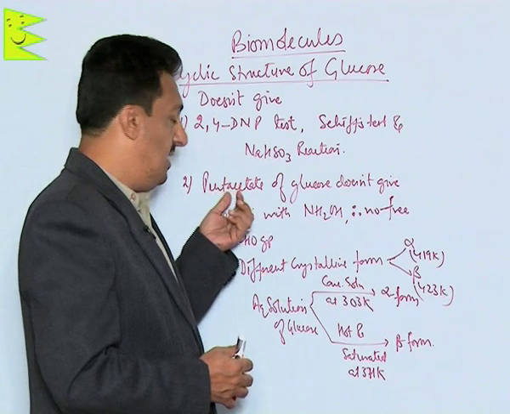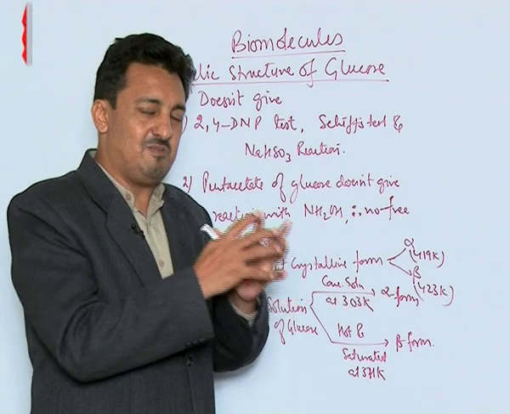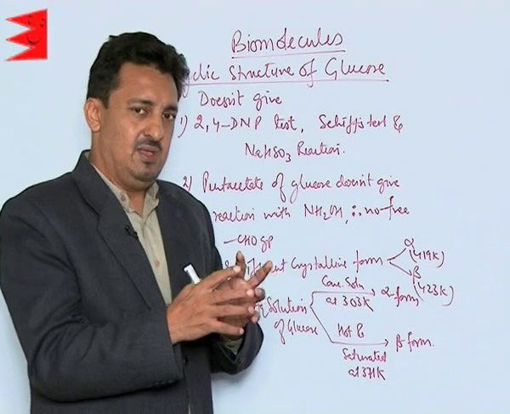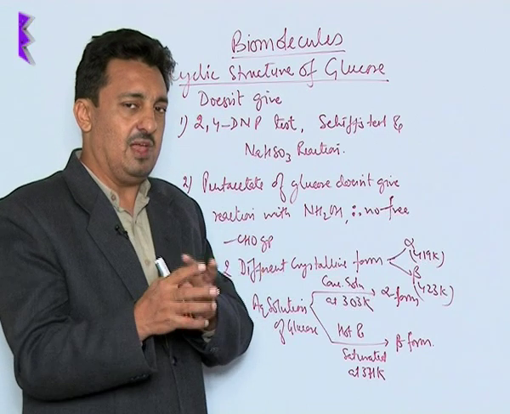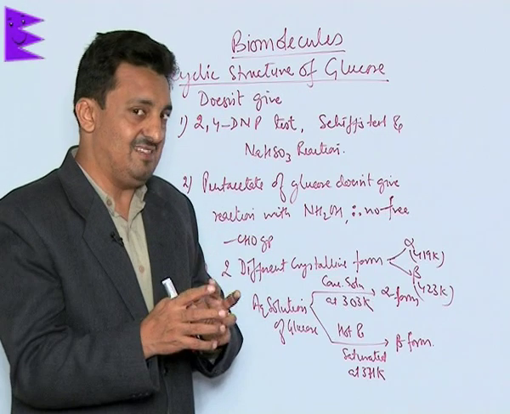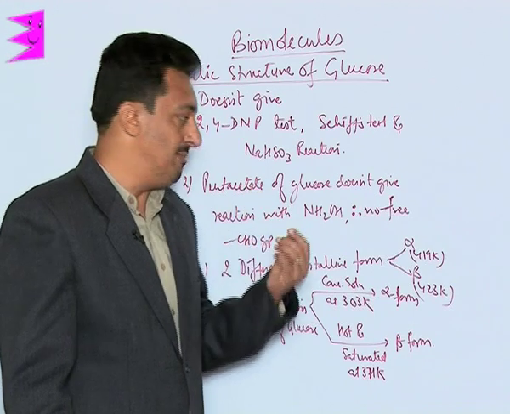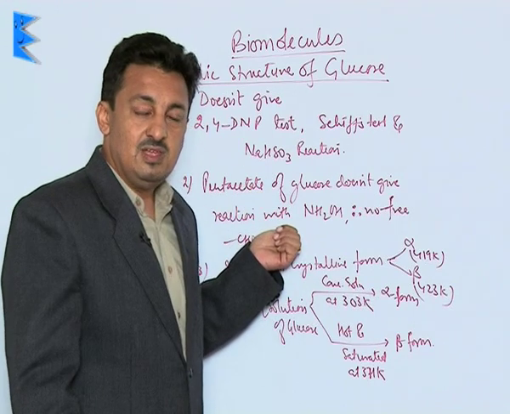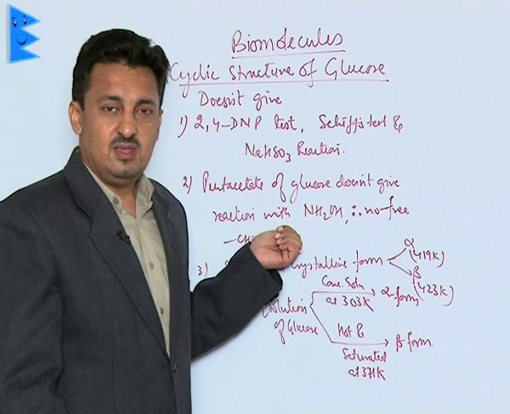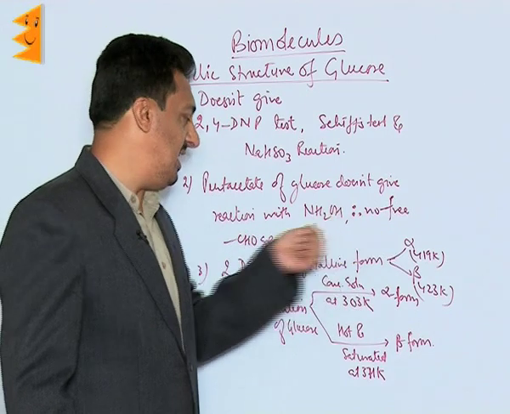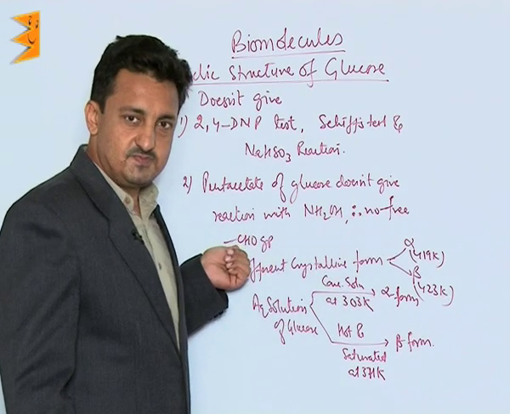Another thing, when glucose is converted to its pentaacetate, the pentaester, by reacting it with acetyl chloride or acetic anhydride, when we do its acetylation, that pentaacetate product doesn't give the hydroxylamine test, which again shows the absence of the free CHO aldehyde group.